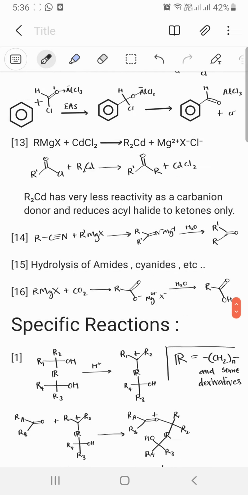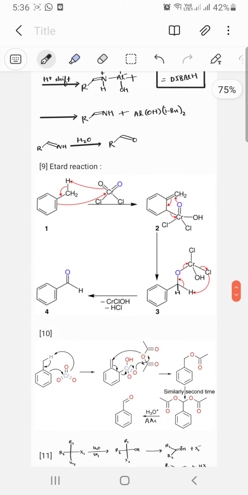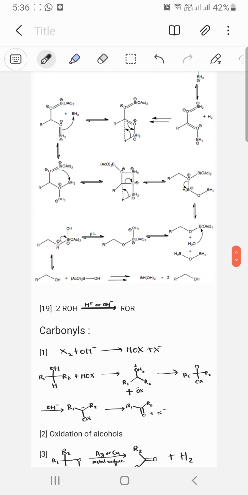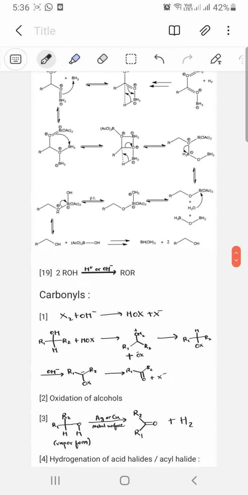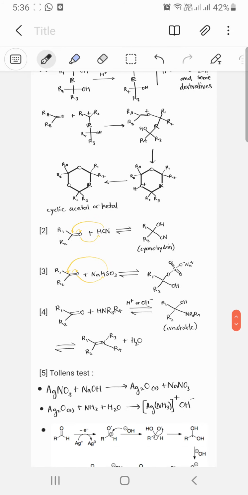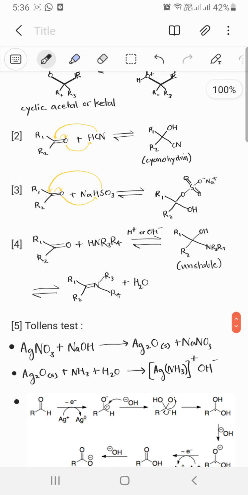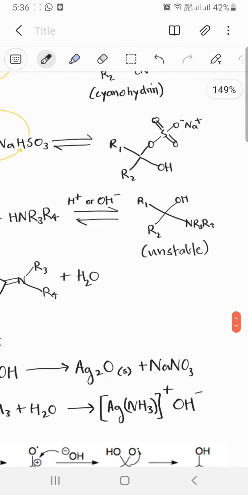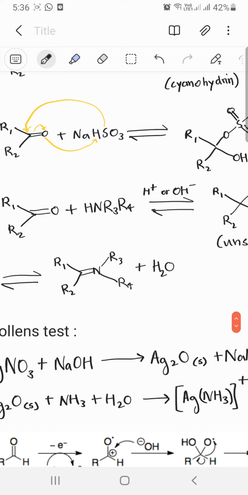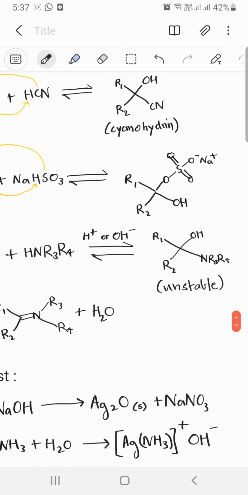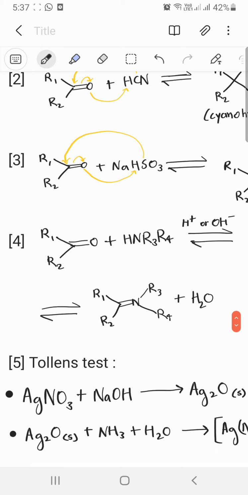Hey, we have seen some other NaHSO3 reagent somewhere, right? What was that all about? Okay, whatever. No time for that. Cool. Then HNR3R4, H plus or OH minus. Right. Yeah, it's also pretty similar. Okay, but this thing is unstable. All right, so this gives this thing.